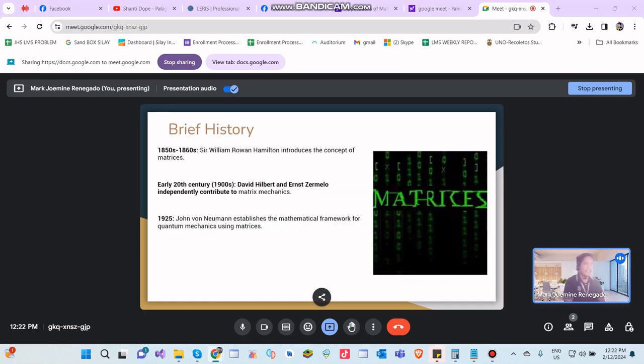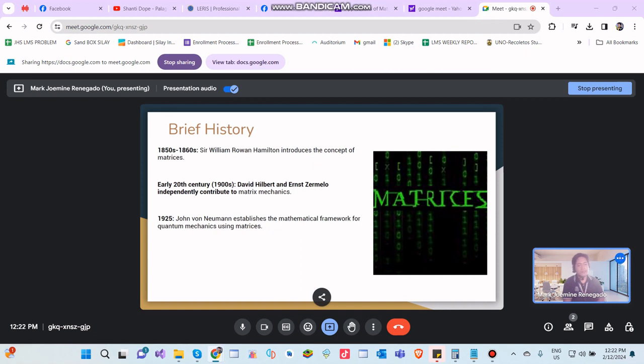So when did it start? It started in the 1850s to 1860s, so one decade. Sir William Rowan Hamilton introduced the concept of matrices. So he's the founder. In the early 20th century, or 1900s, David Hilbert and Ernst Zermelo independently contributed to matrix mechanics. And in 1925, John von Neumann established the mathematical framework for quantum mechanics using matrices.